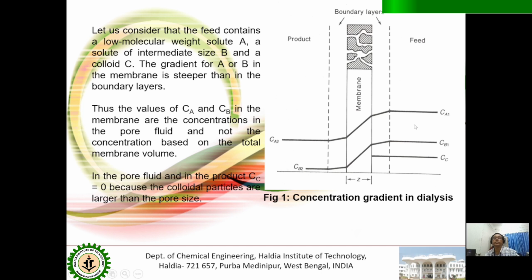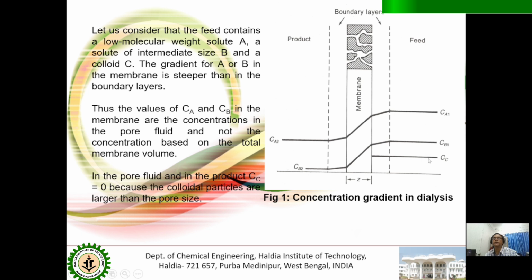So let us consider the principle of this and the dialysis mechanism. There are different solute concentrations, maybe Ca, Cb, Cc like that. A, B and C are the different solutes. A has the higher concentration, B is intermediate, and C is the colloid molecular structure. So definitely through the membrane, the low molecular weight component A will move first. So there is a gradient of concentration that is shown in the diagram.